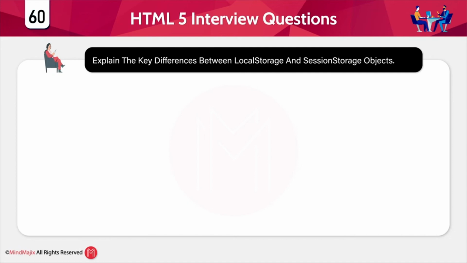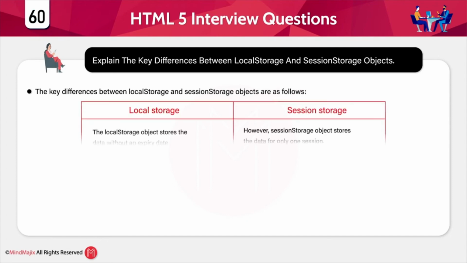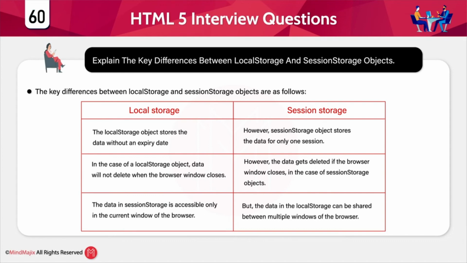Explain key differences between local storage and session storage. The key differences between the local storage and session storage objects are as follows. The local storage object stores the data without an expiry date, whereas the session storage object stores the data for only one session. That is the key difference.